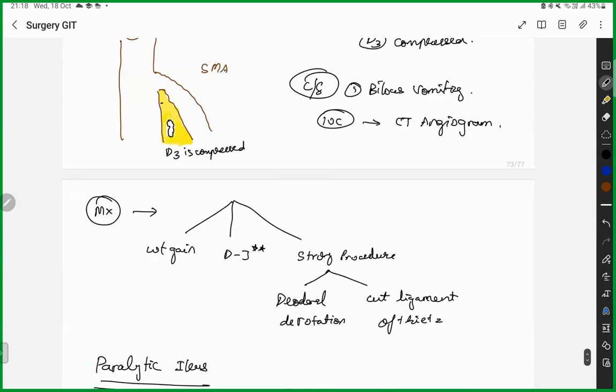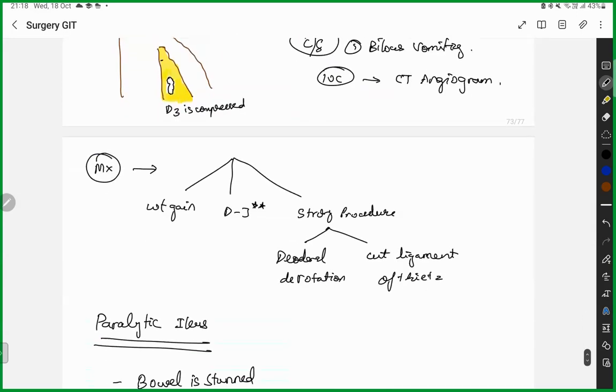And what is the management? You manage it by weight gain, or duodenojejunostomy, that is a duodenojejunal anastomosis. Or you can go for the Strong procedure. What is the Strong procedure? Either duodenal derotation or cutting the ligament of Treitz. So you cut the ligament of Treitz.